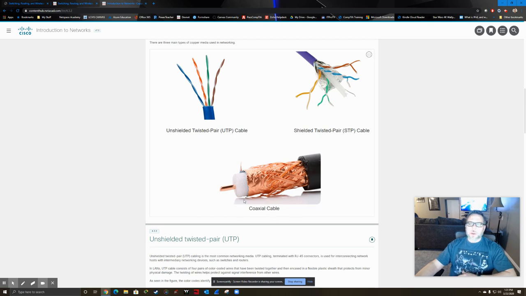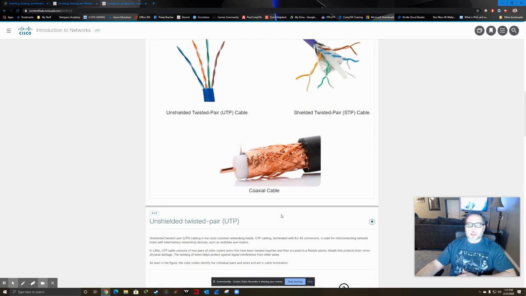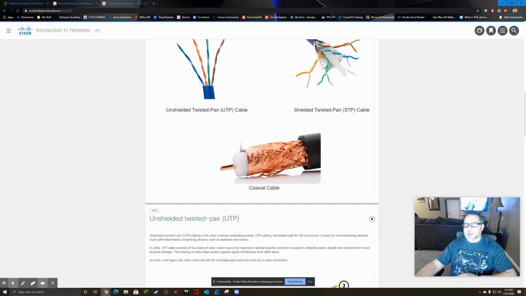Coaxial, we need to be aware of it. It's a two-conductor cable. We've got the center conductor here. This is where the signal gets carried. And then we've got the ground, which is the shielding or braid that you see there. So that's the two conductors. Basically, you're only going to see it in a cable internet connection, going to your cable modem. We no longer use this for any type of data networks.